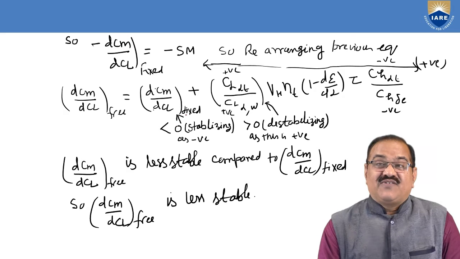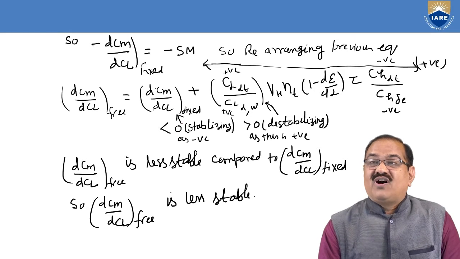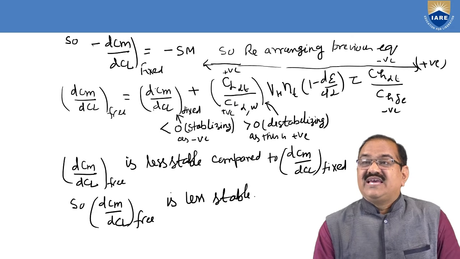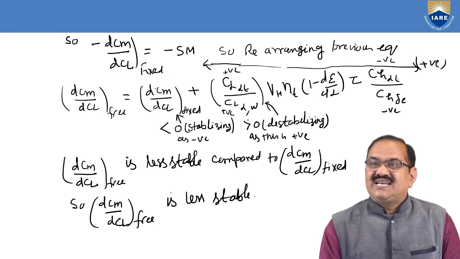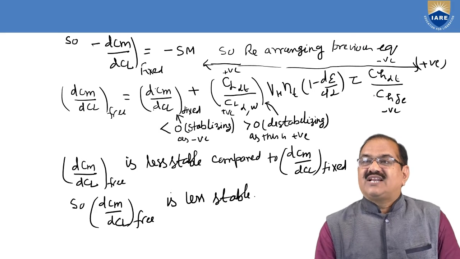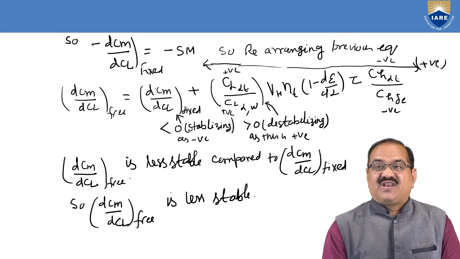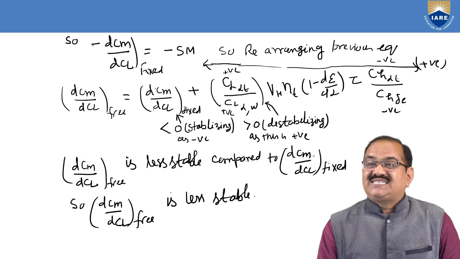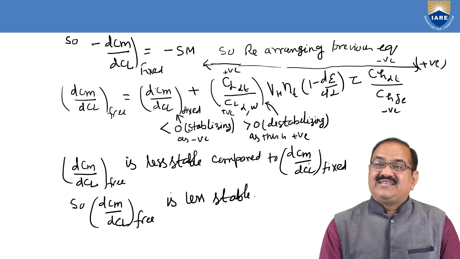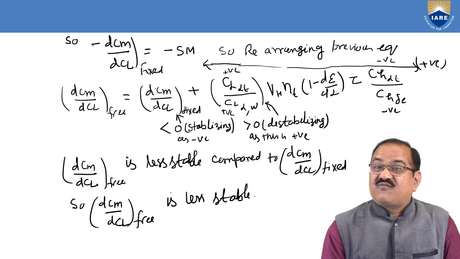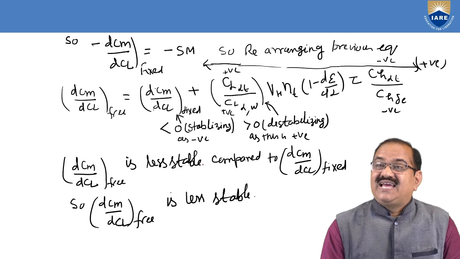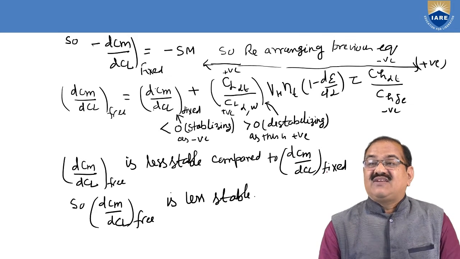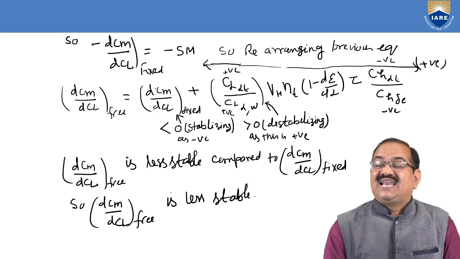For the fixed case, dCM by dCL is greater than 0 for the wing. As this CH term is negative and CL alpha T by CL alpha wing is always negative, the product is positive here. It is destabilizing. So dCM by dCL free is less stable compared to dCM by dCL fixed. This is a very important result: the free static margin, dCM by dCL free, is less stable compared to dCM by dCL fixed.